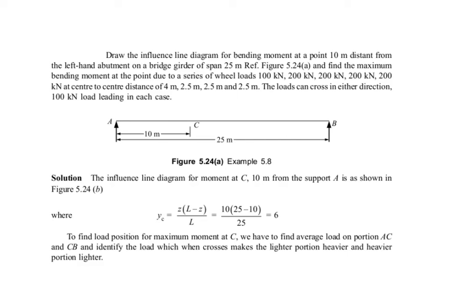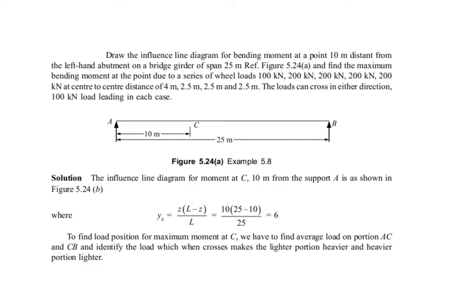So let's go for one more problem to calculate the maximum bending moment at a section C on the beam AB. So this is a random question taken from the textbook. Let's see the question. Draw the influence line diagram for a bending moment at a point 10-meter distant from the left hand abutment on a bridge girder of span 25 meter.